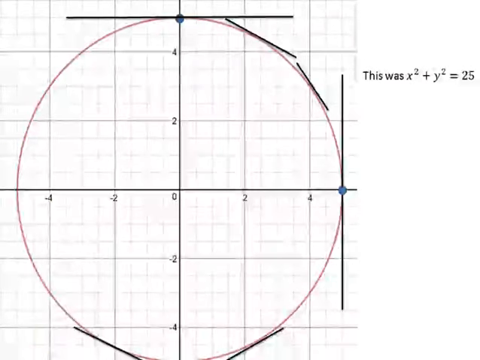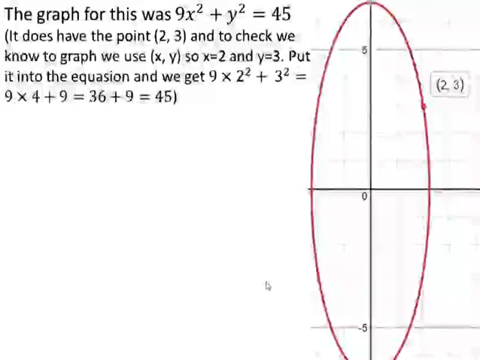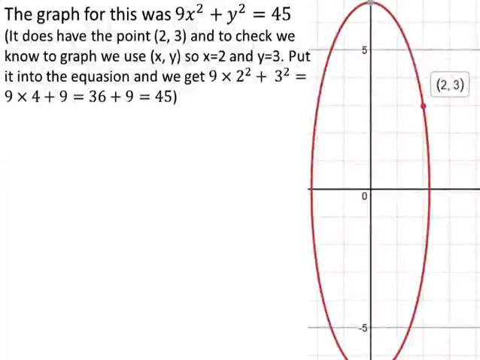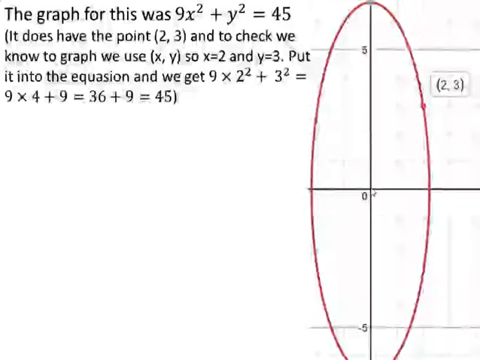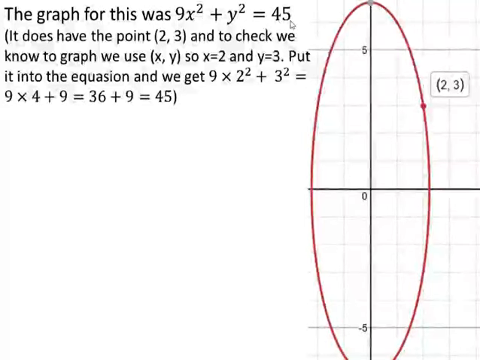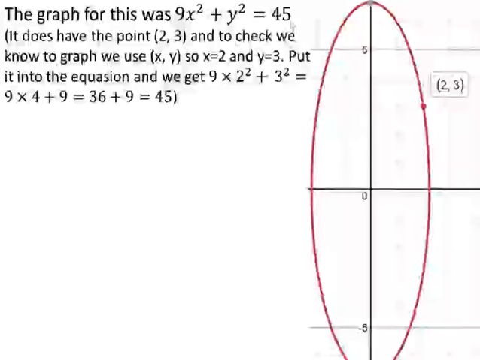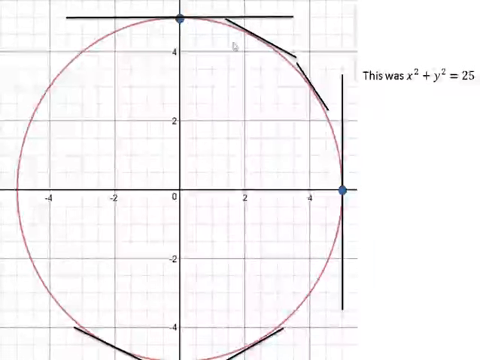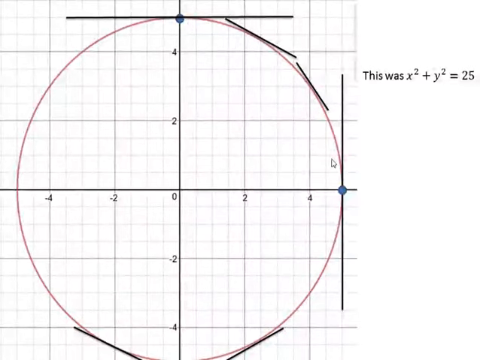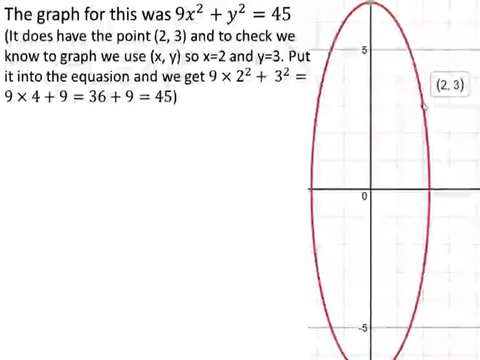So, moving on. This graph was 9x squared plus y squared equals 45. So that means when x is 0, so that's all 0, then the y-intercept is the square root of 45. Now, we're going to find out what these lines are when we reach the point 2,3.